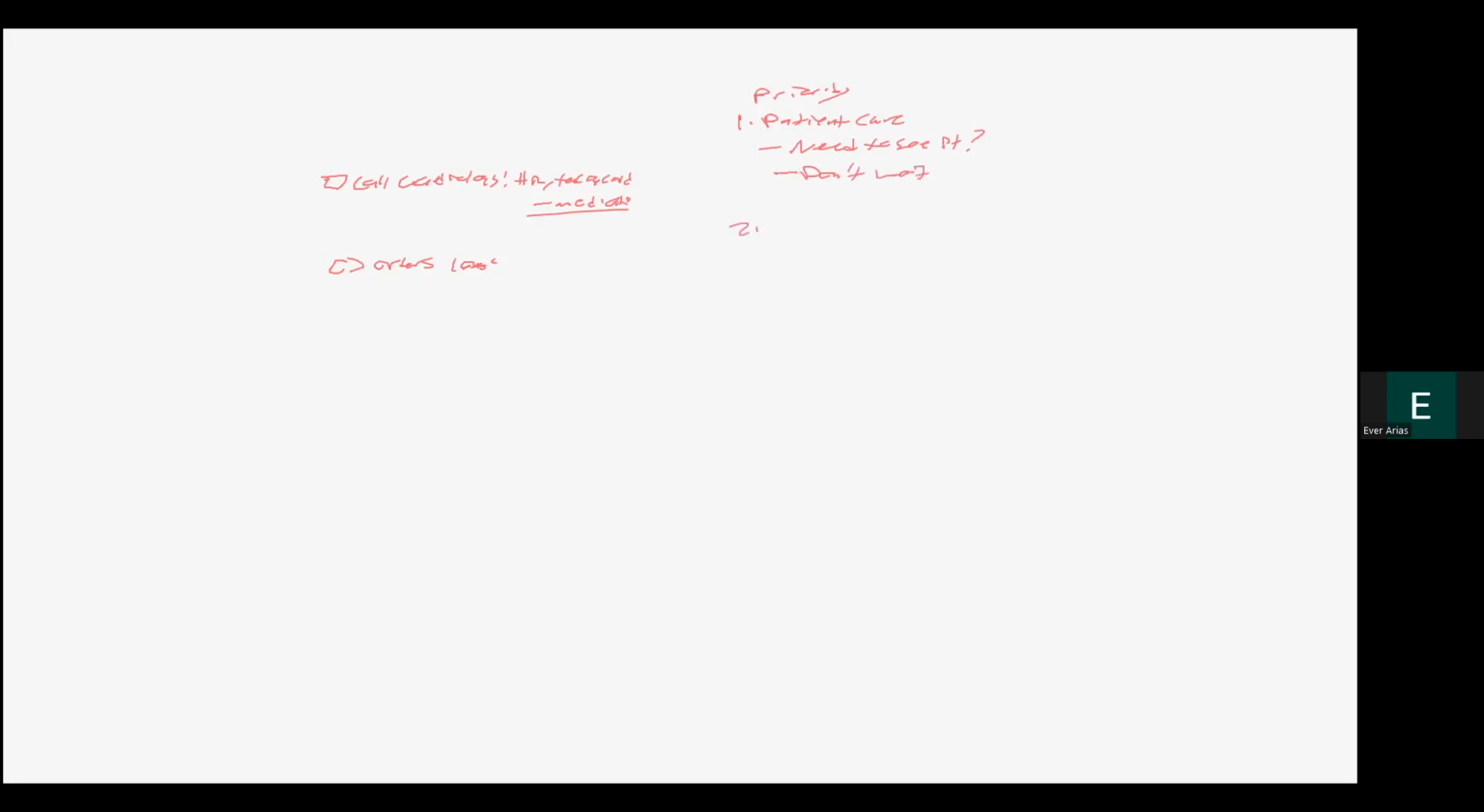Okay, and then 2 is putting in orders that will affect patient care. 3 is calling consults because that will affect patient care. 4 is communicating to others like staff, nurses, pharmacists, etc. And then 5 is other things. Lastly, at the very end, is notes.